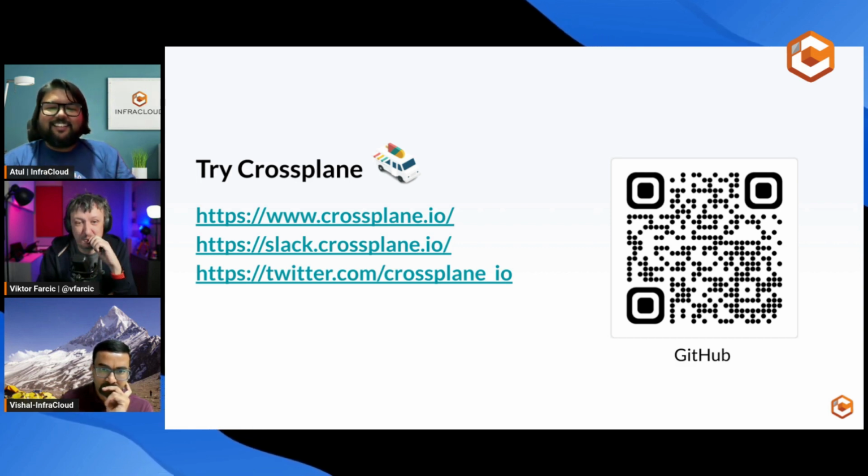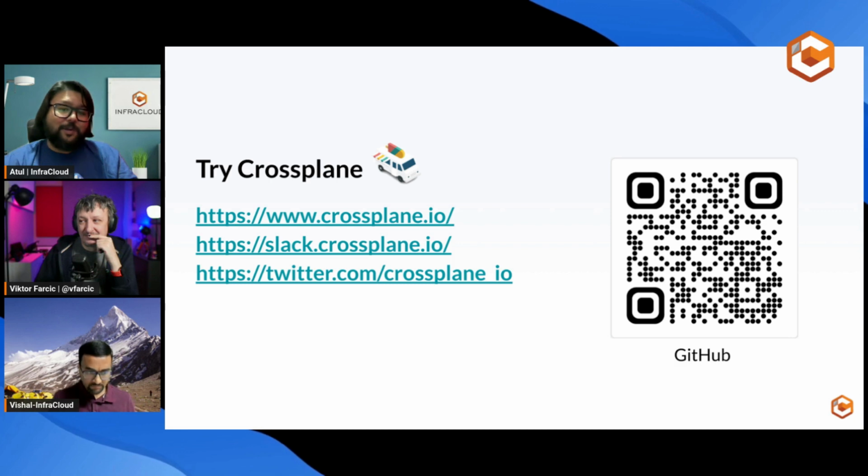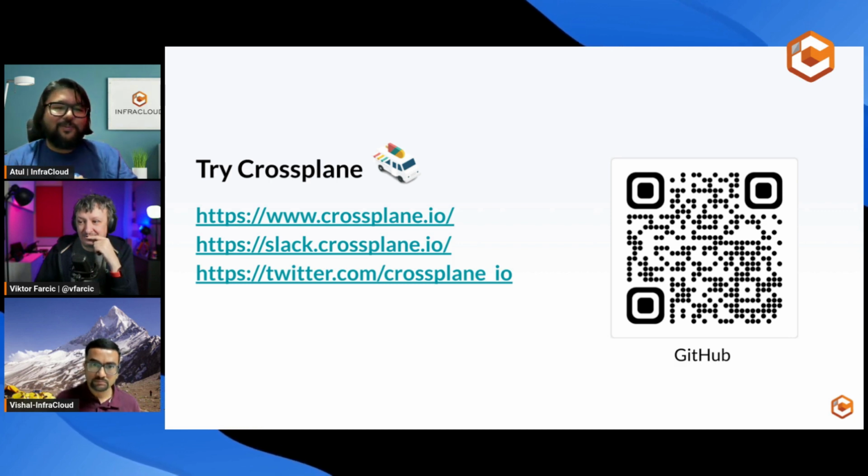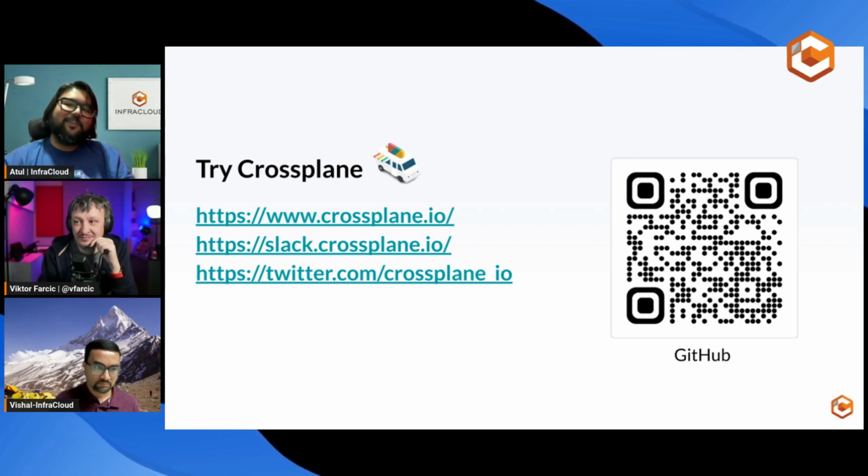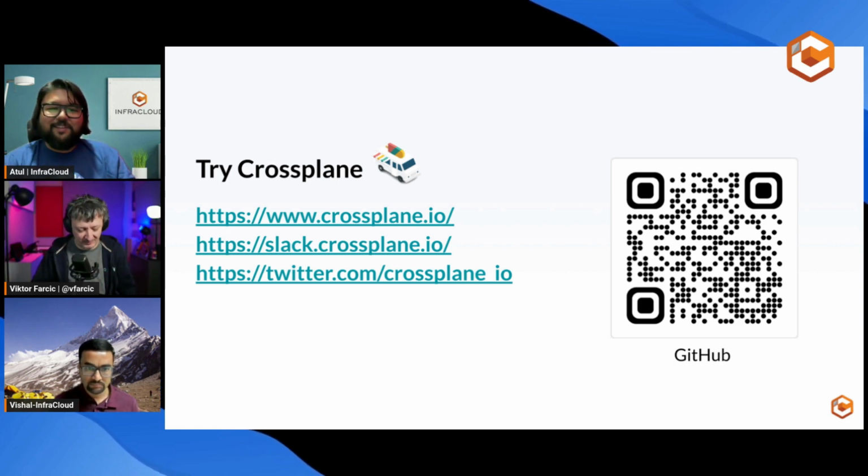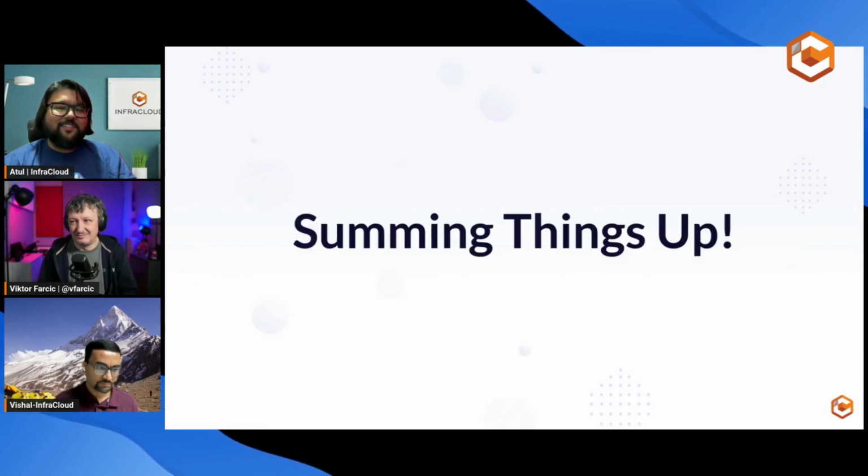So that's about it for the demo. You can scan the QR code, which will take you to Crossplane's GitHub repo. Go ahead and try it out, see the magic that it creates, try to recreate what Victor did, and probably ping him and say, okay, hey, I was able to get that working.